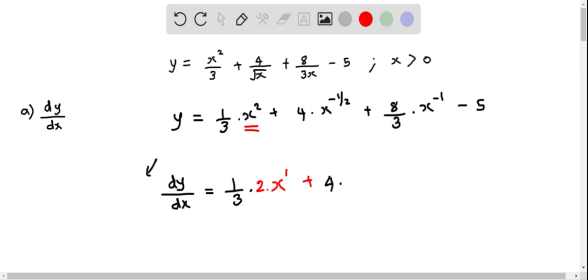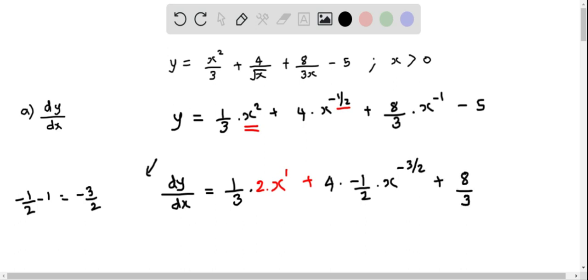the power here, which is negative half. So we put this negative half in front. Therefore this becomes negative half times x raised to the power of negative half minus 1, which is basically equivalent to negative 3 over 2. So I write this as negative 3 over 2, plus the next term is 8 by 3. We have to find the derivative of x raised to the power of minus 1. So I put the power in front, and then x raised to the power of minus 1 minus 1, which is negative 2. And finally the derivative of negative 5, which is a constant, is 0, so I just ignore it.